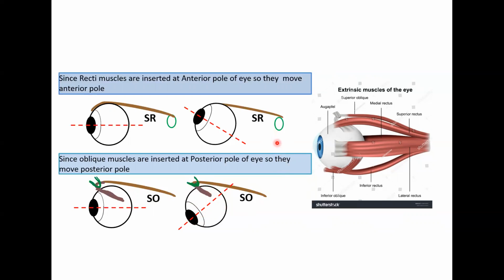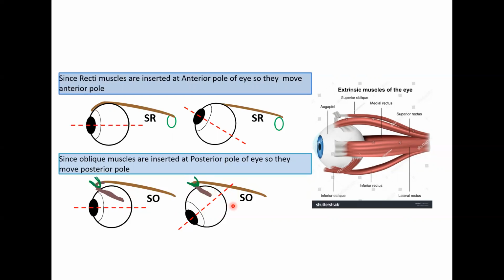So this is the difference in the action of the recti and oblique. Recti will always function near the anterior pole, but the superior oblique muscle will always pull the posterior pole. Since it is superior in position, it is named superior oblique, but it will actually cause the depression of the eyeball by pulling the posterior pole upward.